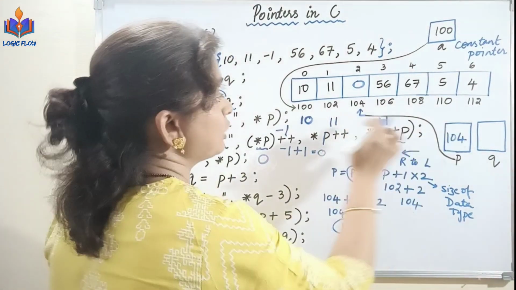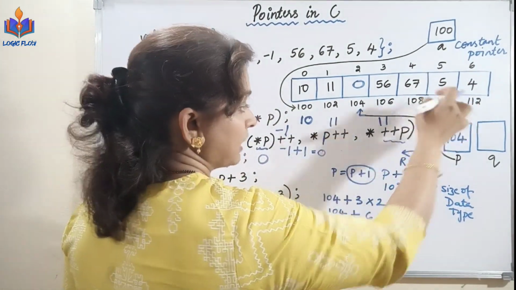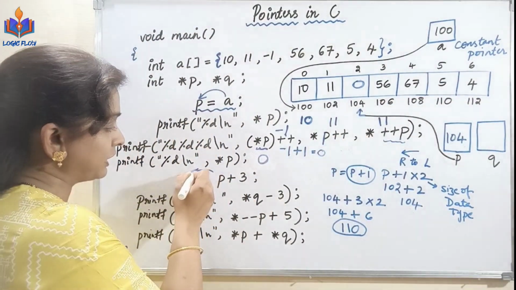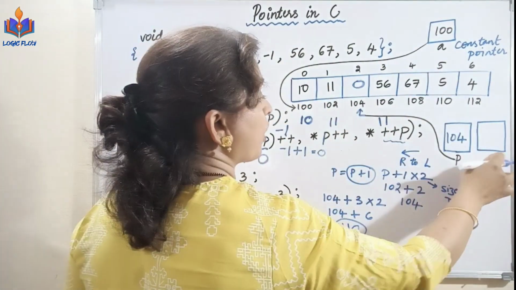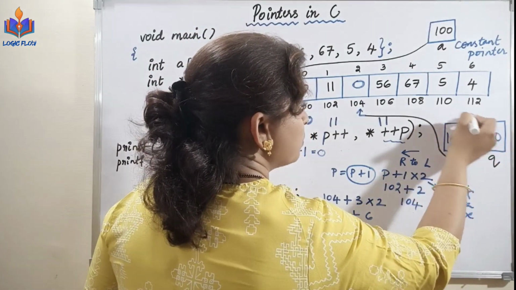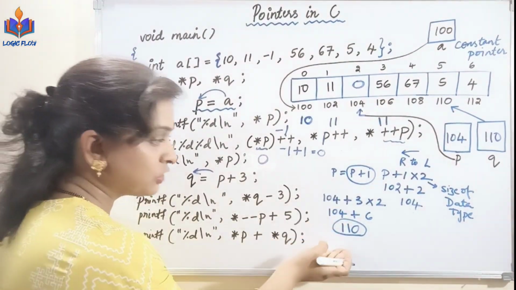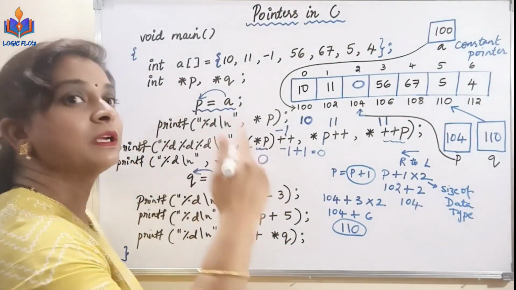So P is pointing to 104. Advanced by 3 locations means it is 110. That answer I need to store into Q. So this new pointer Q is getting the value 110. So Q is pointing to 110.